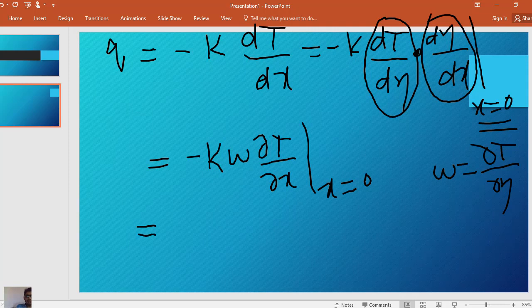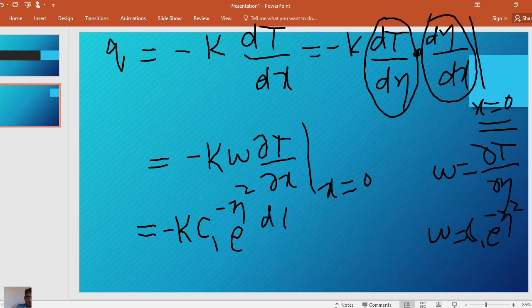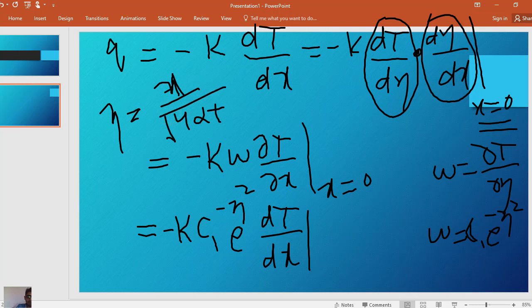Now we know that w is equal to C1 e to the power minus η squared. So the heat flux is minus k C1 e to the power minus η squared dη/dx. When x is equal to 0, we know that the similarity variable is equal to x divided by the square root of 4 alpha time. When x is equal to 0, the similarity variable is 0, so we can write η is equal to 0. This is the heat flux.